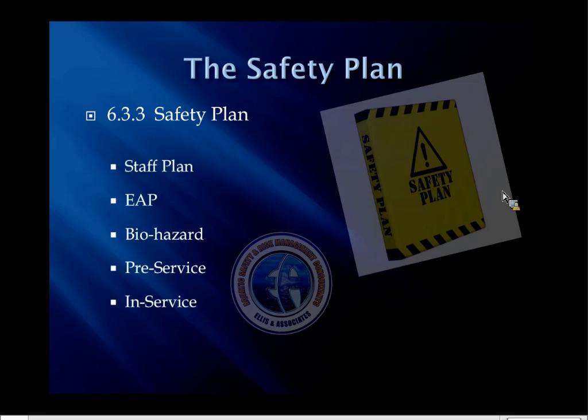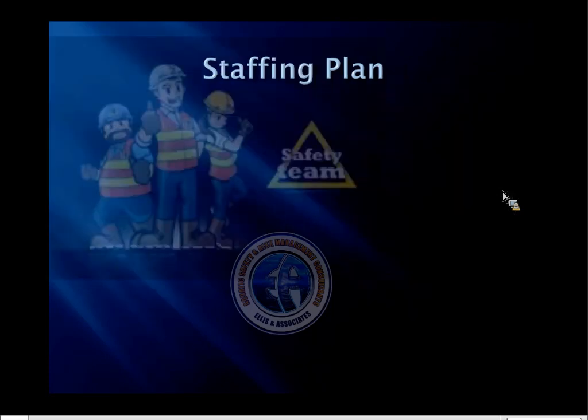The safety plan requires all aquatic facilities to create and maintain a staffing plan, an emergency action plan, a biohazard action plan, a pre-service training plan, and an in-service training plan. Let's take a closer look at each of the components in more detail, as each component has a variety of layers. The first component of the safety plan is found in 6.3.3.1, which is titled Code Compliance Staff Plan.